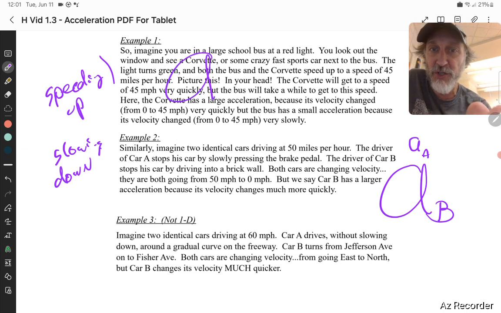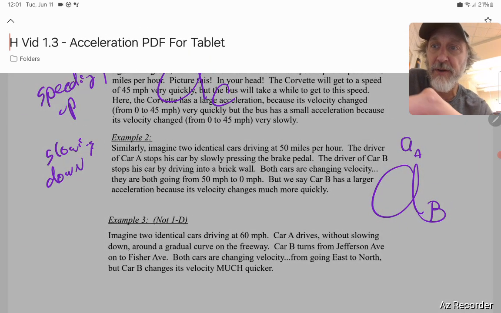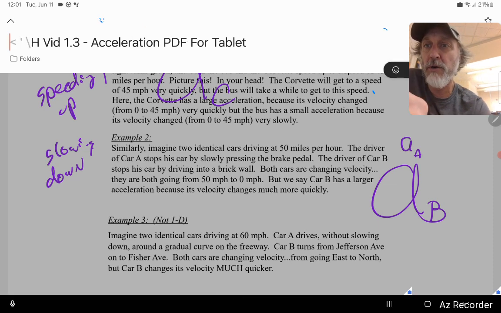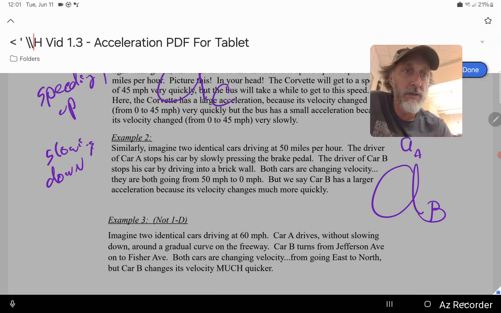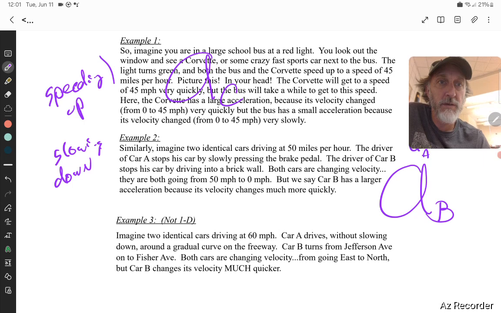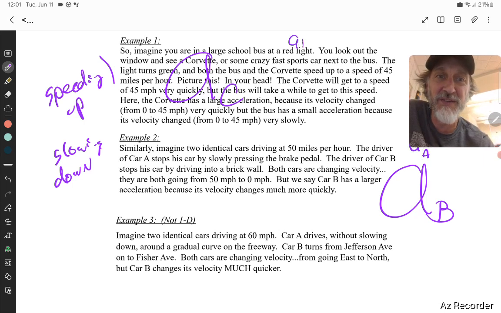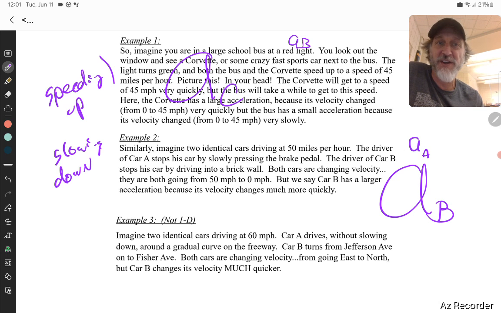In that last example, we had the acceleration of the Corvette as opposed to the acceleration of the bus. Sorry, a little technological glitch there.